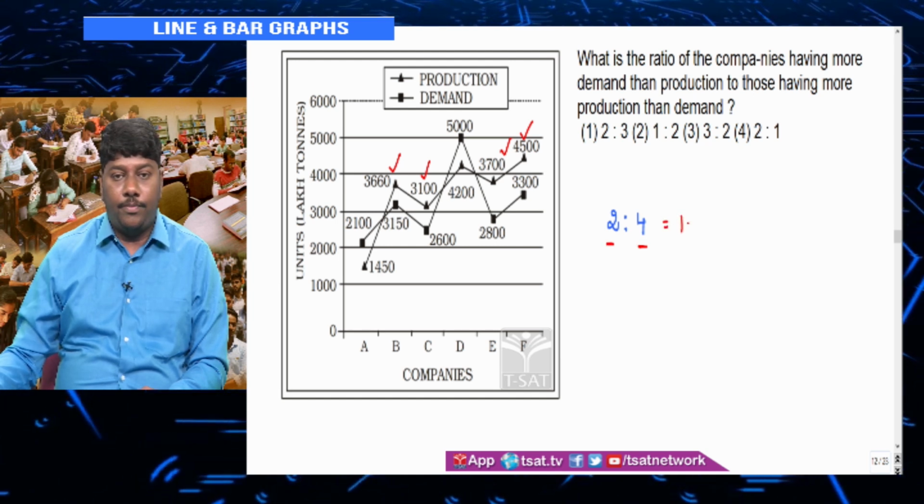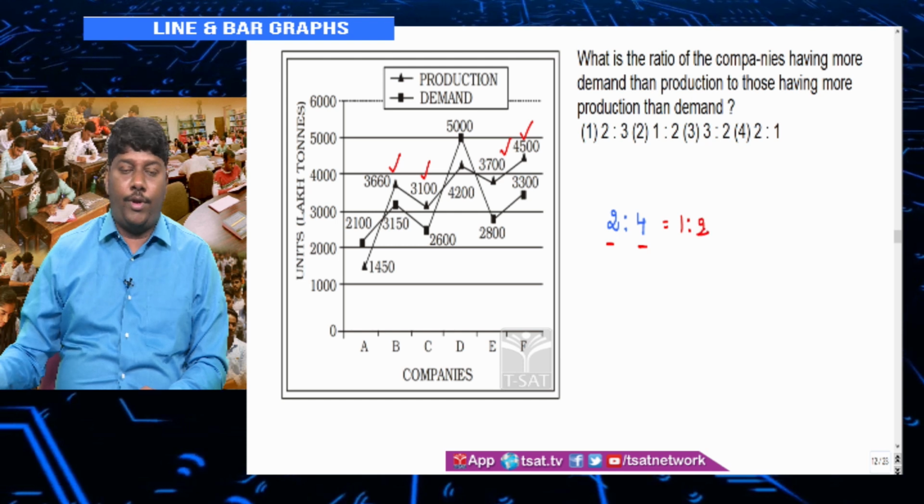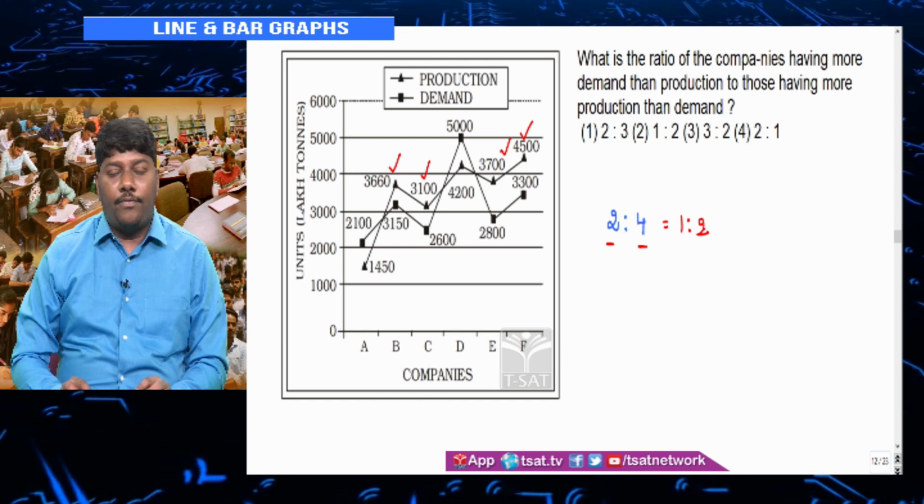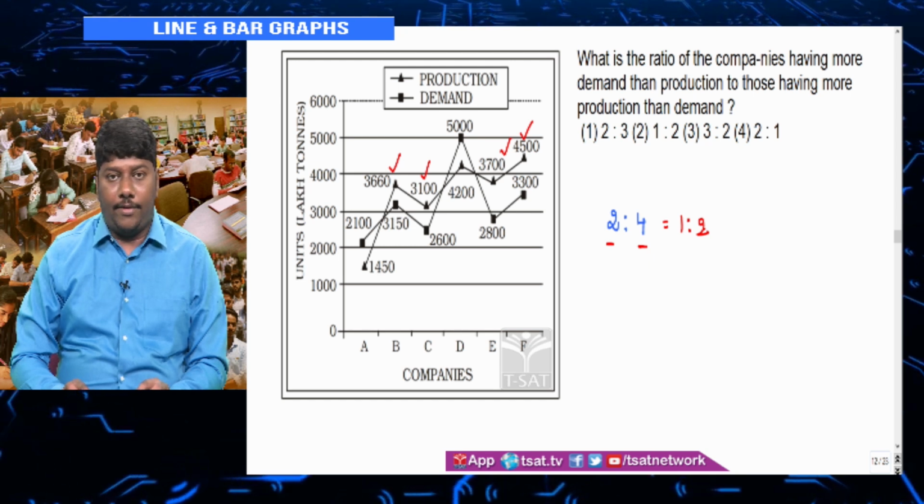Therefore, what is the ratio? 1:2, 2 here. So I hope you understood the line graph. This is how we derive the values from the line graph. Again, the basics of line graphs are simply percentages, ratios and averages only. Now we will look at the bar graphs.